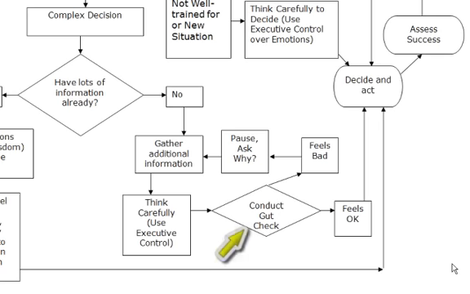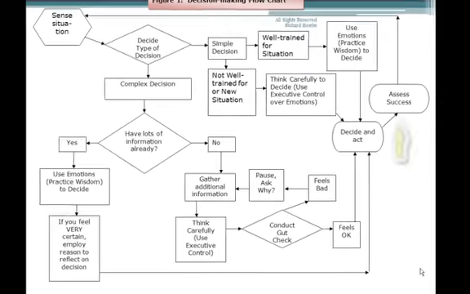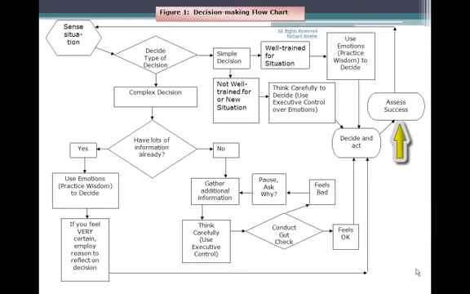In other words, how do you feel about that potential decision? If it feels bad, then you need to pause and ask yourself, well, why am I not feeling good about this decision? So you gather more information, think carefully about the decision, conduct another gut check, and hopefully at some point you will feel okay about it. Your gut will say, yeah, I think this is the thing to do. After that, you decide exactly what to do and you act. And again, you assess your success and you sense the situation.